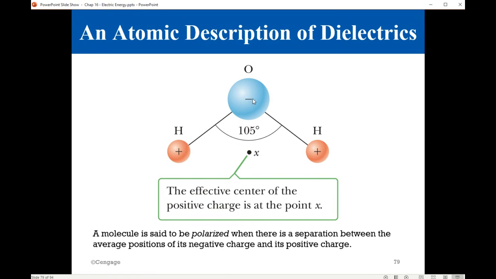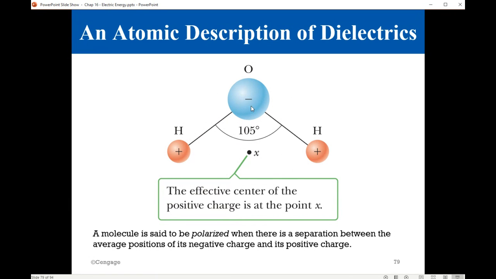For oxygen, there are 8 electrons, 8 protons. For hydrogen, there is 1 electron, 1 proton. For the other hydrogen, there is 1 electron, 1 proton. Together, we have 10 electrons and 10 protons in the molecule of water. But the center for the negative charges is different from the center for positive charges.